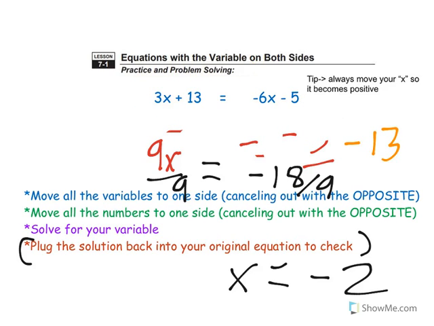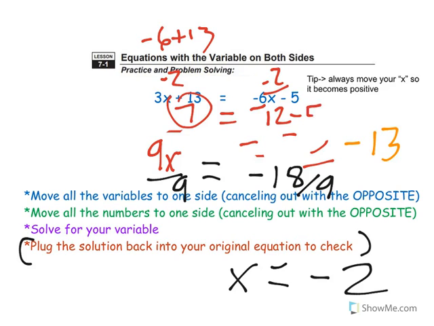So let's do that. -2 is x. So 3 times -2 is -6 plus 13 is +7 on this side. On this side now, let's take -2 and we plug it in here. So -2 times -6, two negatives always become a positive. So 12 minus 5 is 7.